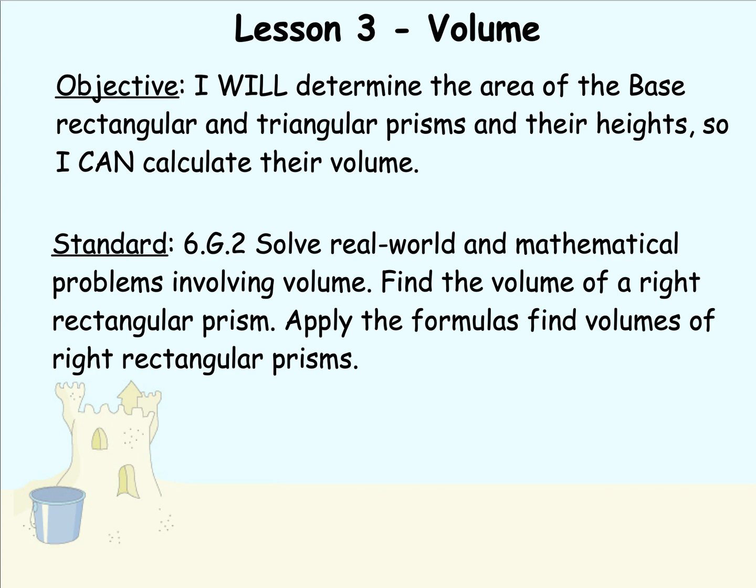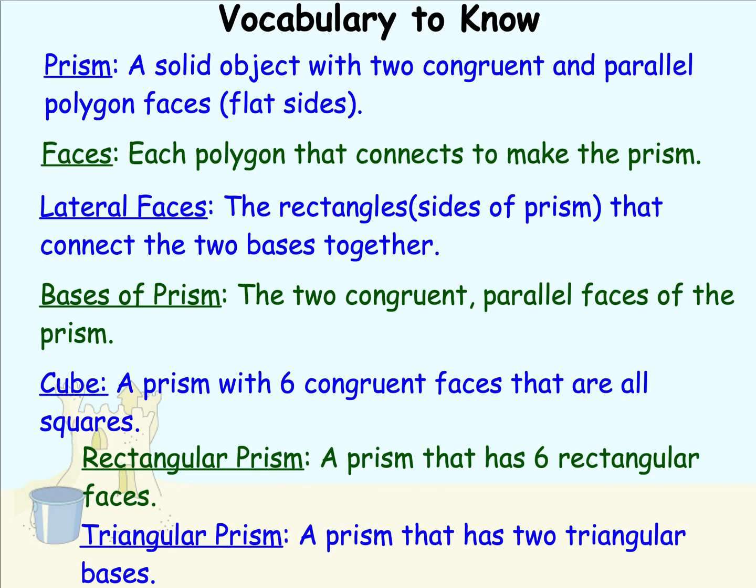Some of the vocabulary that you need to make sure that you know are, what is a prism? Okay, so a prism is a solid object. It has two congruent and parallel polygon faces. Faces are the polygons that connect to make the prism. It has lateral faces. The lateral faces are what connect the bases. The bases of the prisms are the two congruent polygons which are parallel to each other that give it the name.